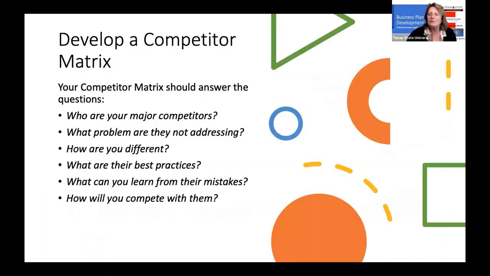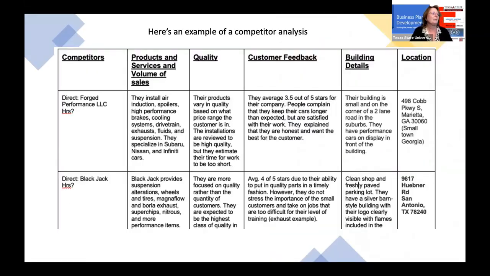So what we're going to do is develop something called a competitor matrix. We're going to identify where the major competitors are. What problems are they not addressing? How are you different from them? What are the best practices? What can you learn from their mistakes? And how will you compete with them? So here's what we're trying to come up with. Here's an example of a competitor matrix.